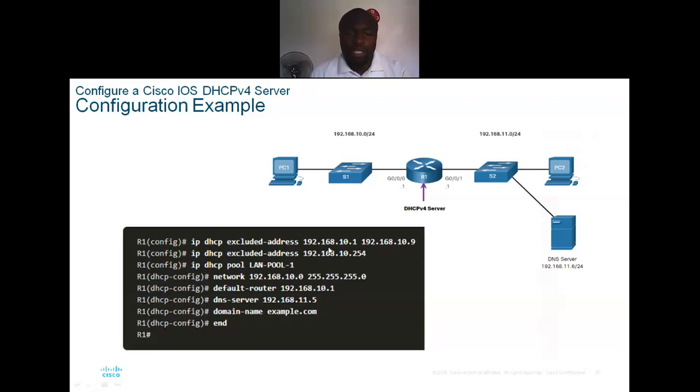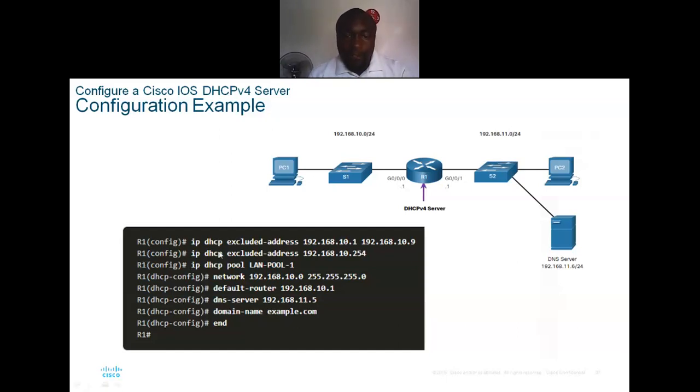Now, the question is, why is this command separate from this one? Why aren't they on the same line? It's because 1 to 9 is a range, but 254 is not within that range. It is another IP address, probably the last one.